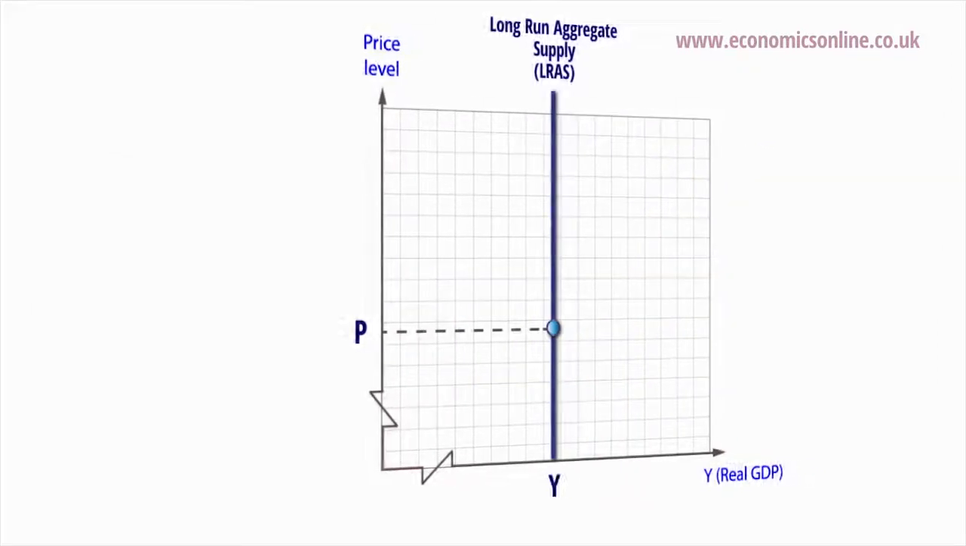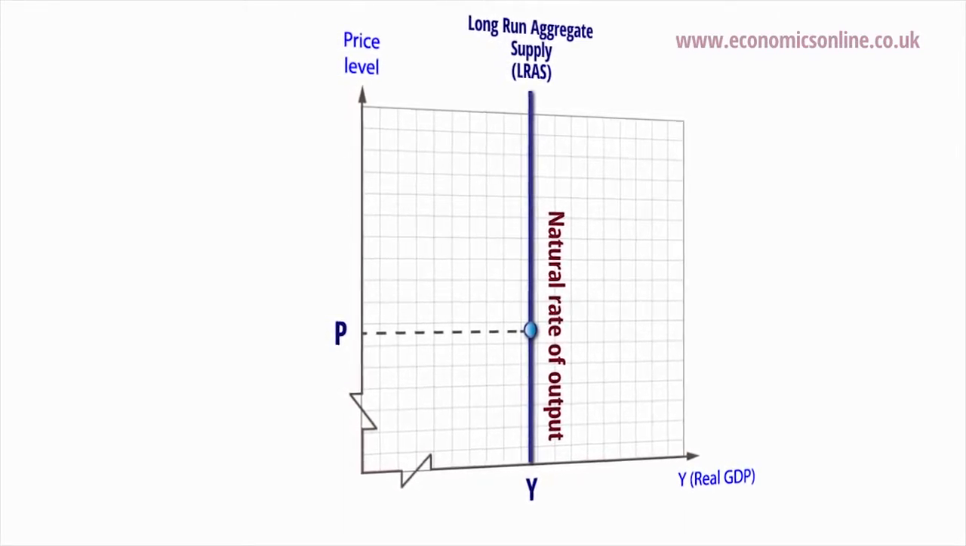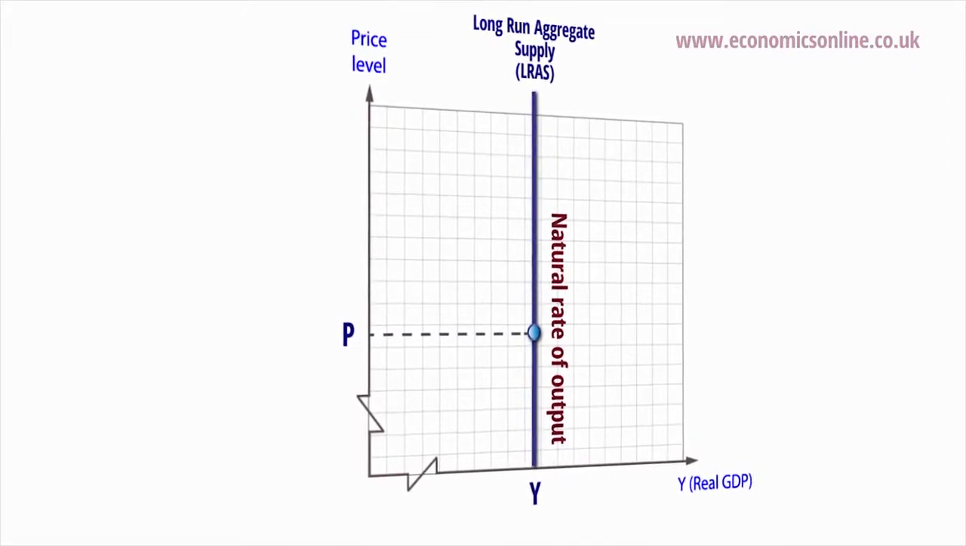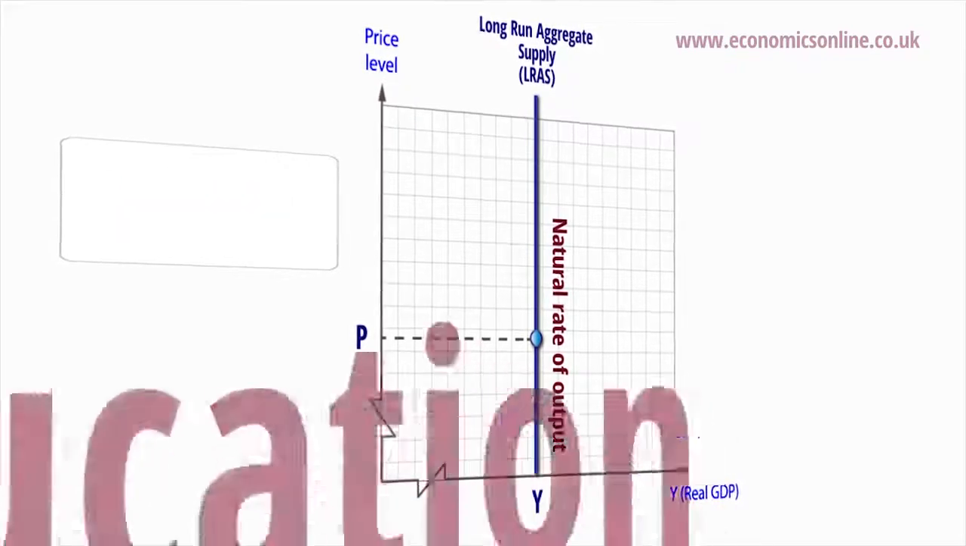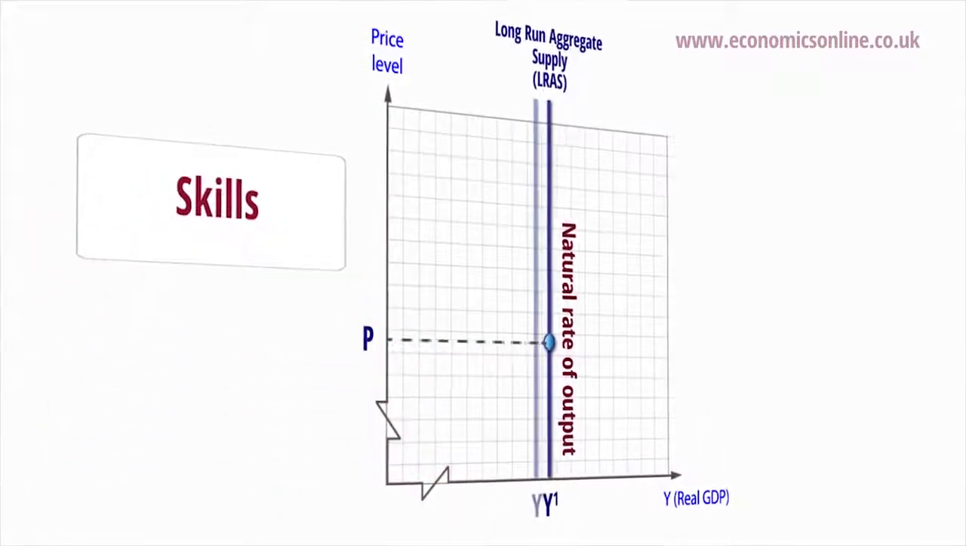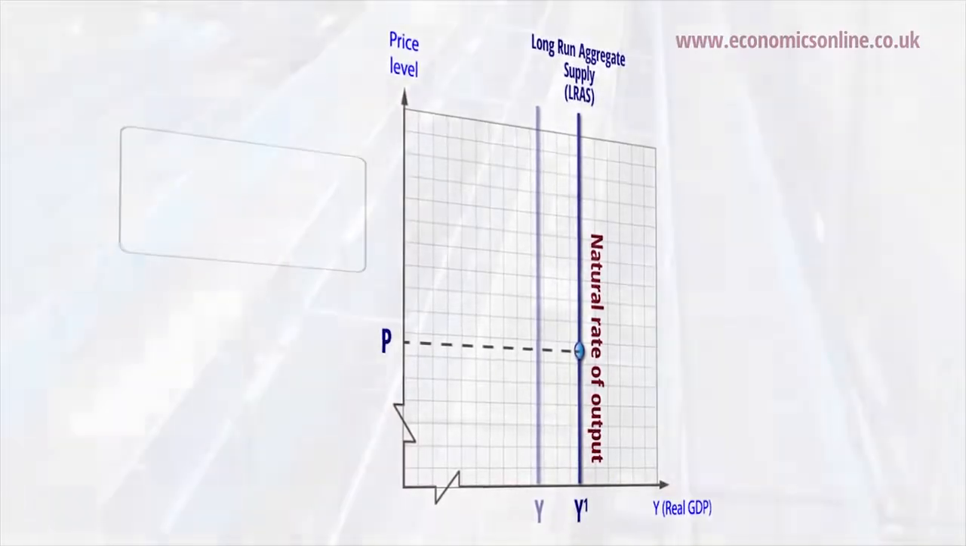If we look further in the long run, then the quantity and quality of the economy's factors of production are more important in determining output, with the price level becoming largely irrelevant. The level of output in the long run, called the natural rate of output or the level of potential output, can shift following changes in the quantity of factors, such as migration of labor, or the quality of factors, such as education and skill levels. The natural rate of output also depends on cultural factors and the use of technology.